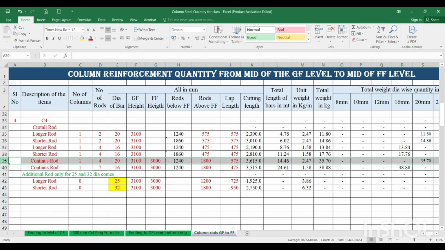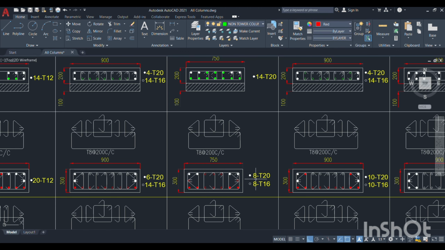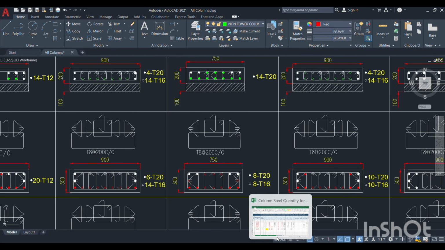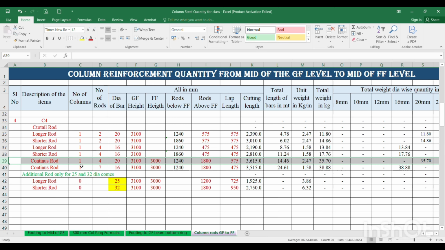Next, what are the rods going to continue? Here, for the 20 dia, this white color, only 4 number of 20 rods will continue from this floor to the next floor. Only these 4 numbers of 20 dia are continuous rods.